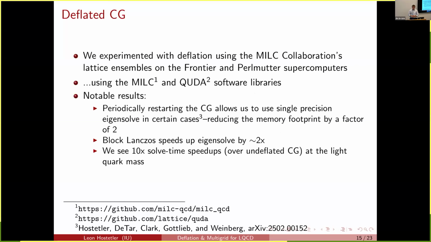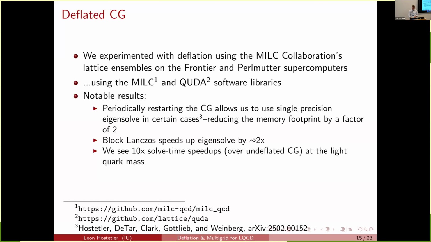So we experimented with deflation on Frontier and most notably Perlmutter. Some notable results that I'd like to point out: we found that if we periodically restart the CG, we can actually use sloppier eigenvectors, using single precision eigenvectors instead of double precision. This reduces our memory footprint by a factor of 2 and means we can run on half as many nodes.